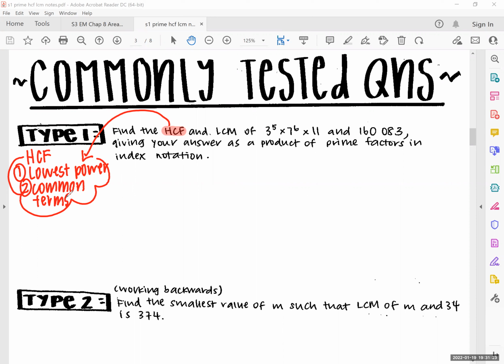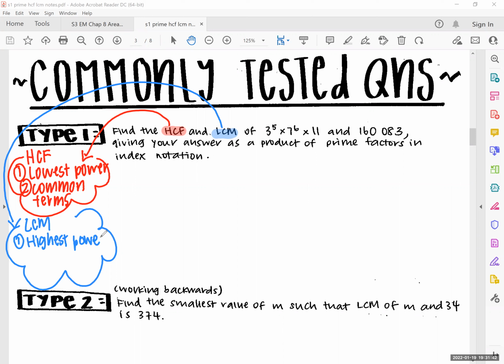So now we're going to do LCM. Can you see LCM right here? What is the strategy for LCM? Let's do another recall. Highest power term, and it's every single term. So highest power. You can write all this down in your notes also. Not just highest power, but it must be everything.